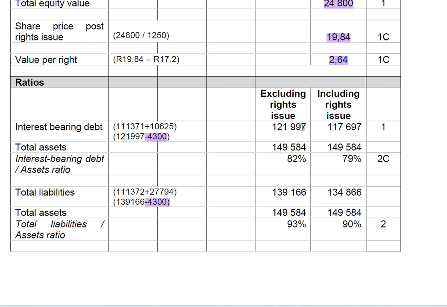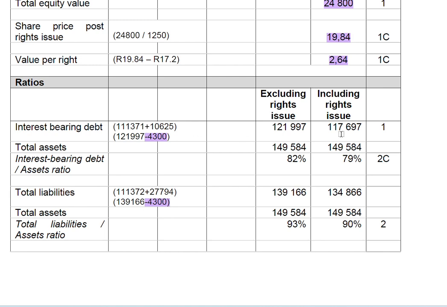121,997. So what will happen if we were to do a right issue? A right issue will reduce this amount by 4.3. Why will it reduce by 4.3? Because we will receive cash of 4.3 that we will use to reduce the liability that is due.